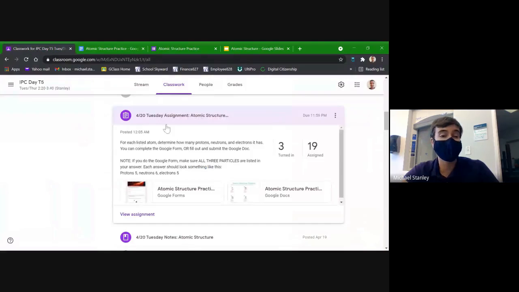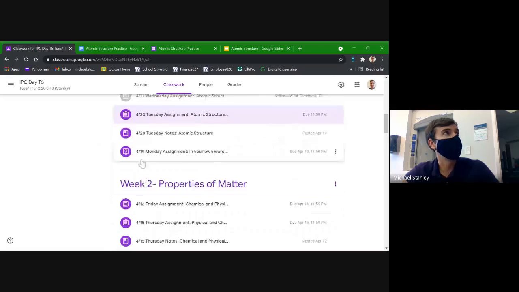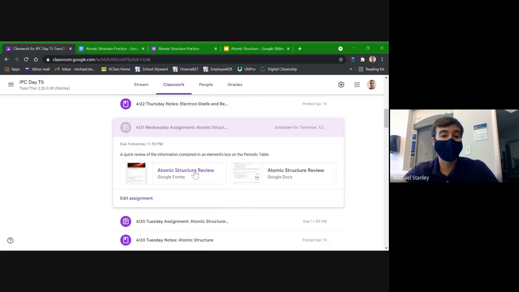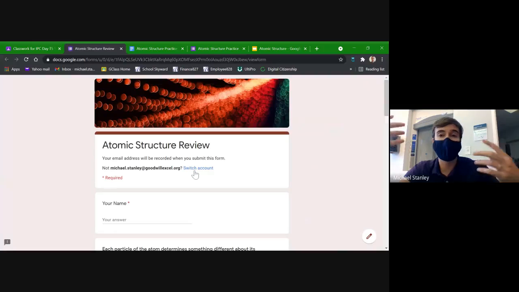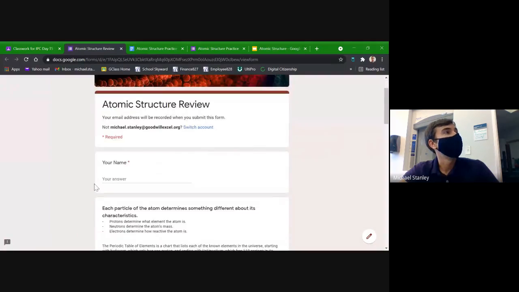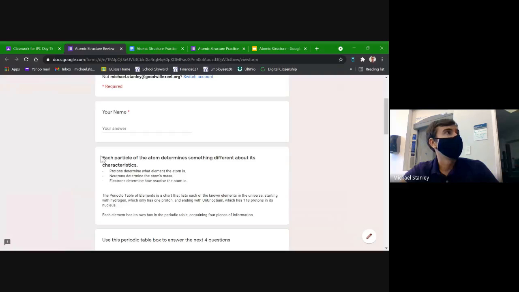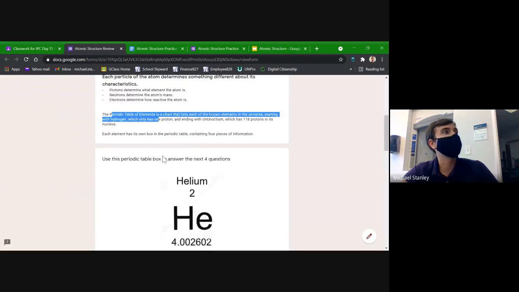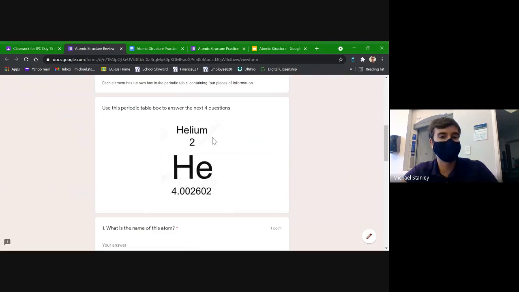And then tomorrow's assignment, which will get posted early tomorrow morning for Wednesday, is super simple. It's a very basic overview of all the stuff that we went over today. It has a little write-up about protons, neutrons, electrons, and how the periodic table boxes work. And then it has this box for this particular atom right here, and I just want you to tell me the very basic information about the atom.